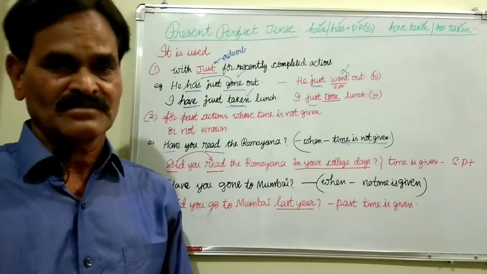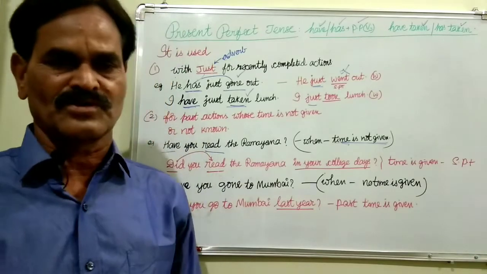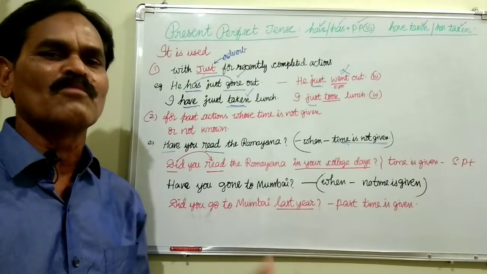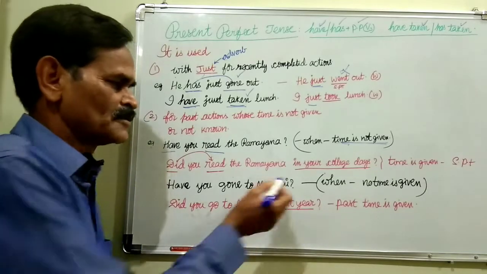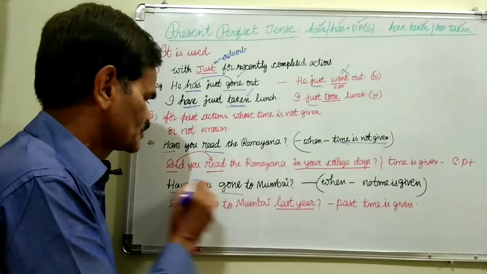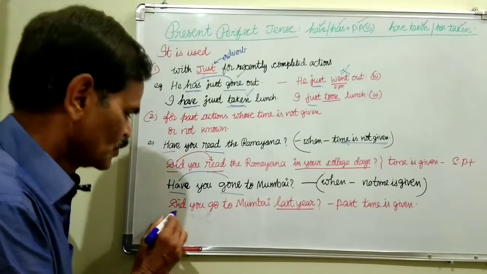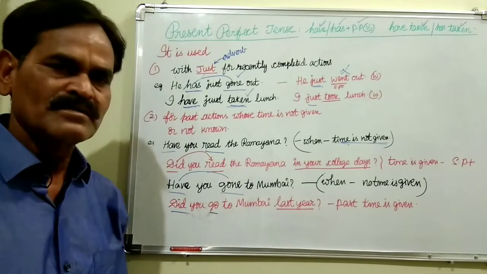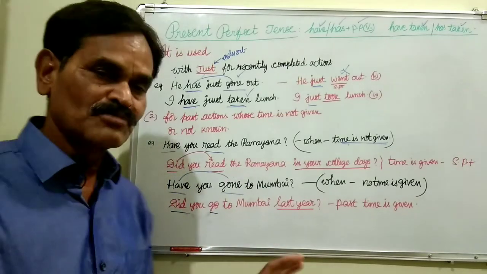Yesterday, last week, last month, last year, or 2005 or 2014? In that way, is any past time given here? No past time is given. No specific past time is given here. That's why we must use have plus V3. We cannot use "did you go" here. Did you go to Mumbai? We cannot use that. Have you gone to Mumbai only?